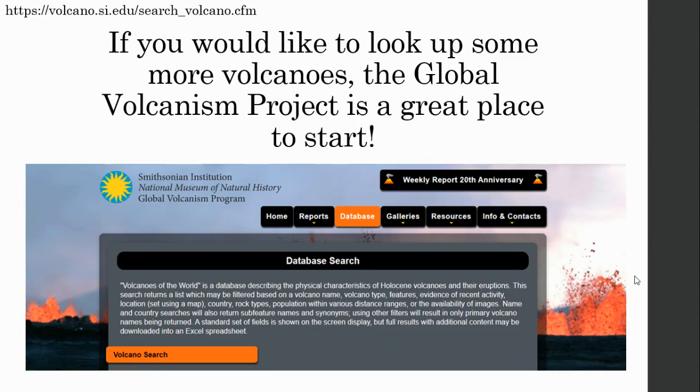If you'd like to look up some more volcanoes, the Global Volcanism Project is a great place to start. So again, I'll put a link to this one on the home learning document, and you can search volcanoes based on lots of different criteria.